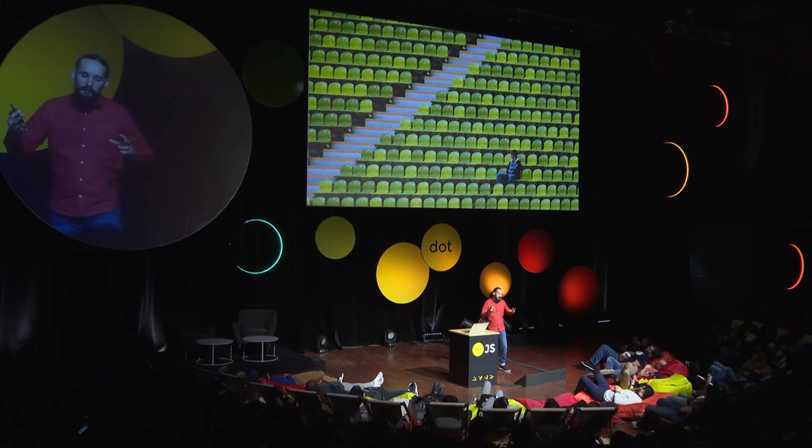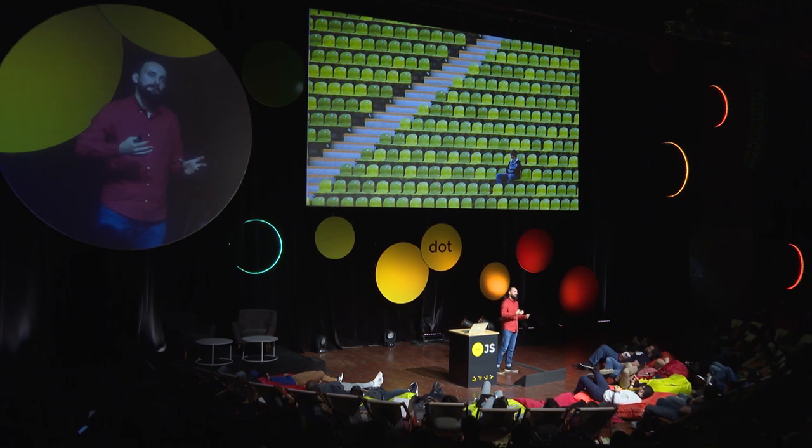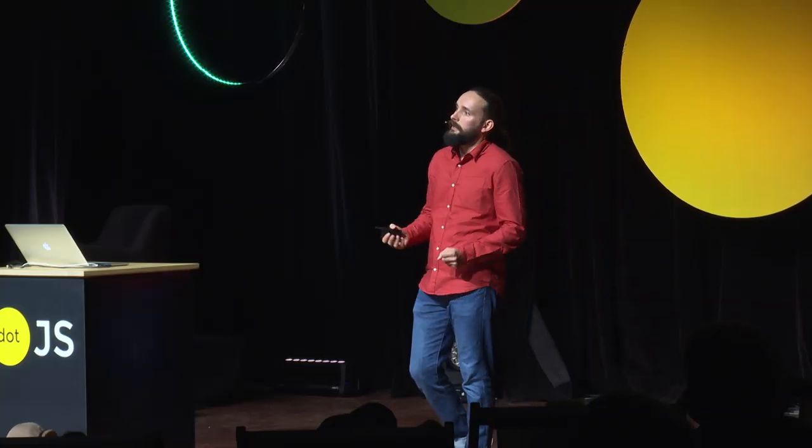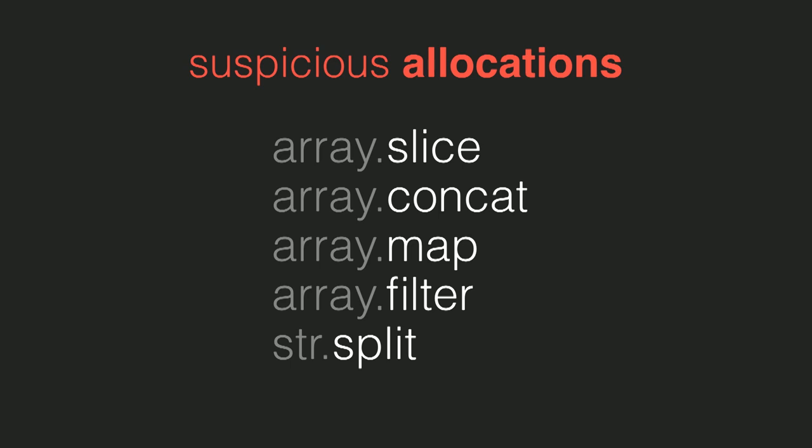But so far, I've talked about computational complexity, but there's also another aspect to performance, which is memory complexity. If we say slow code is code that does unnecessary work, in terms of memory, it means you allocate much more memory than you need. And this is also a problem. So every time you use things like slice, concat, map, and filter, or string split, you allocate new arrays, new memory, and sometimes you don't need that. And getting rid of that makes code faster.